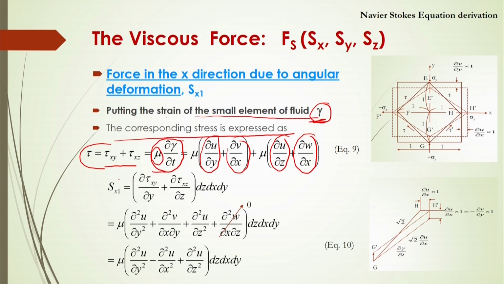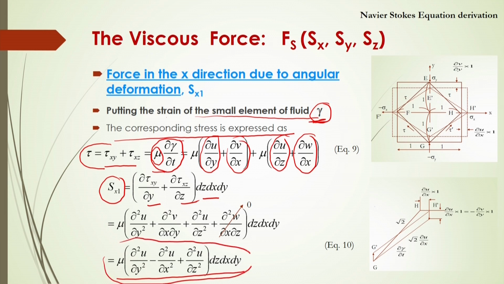Similarly, here Sx1, that means the angular deformation, will be equal to (∂τxy/∂y + ∂τxz/∂z) dx dy dz. And finally, if you substitute this τxy and τxz there, then you can have this. Now, at steady state condition or in the only two dimensional case, you will see that in the z direction there will be no stresses or angular deformation. So, in that case this part will be equal to 0, and then finally, you are getting mu into (∂²u/∂y² plus ∂²u/∂x² plus ∂²u/∂z²) dx dy dz.